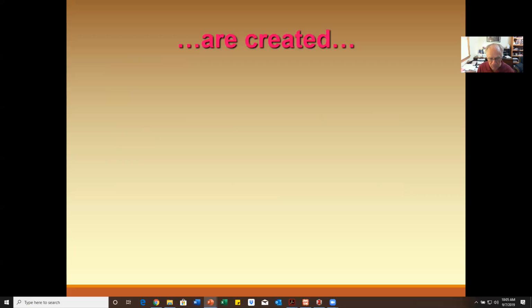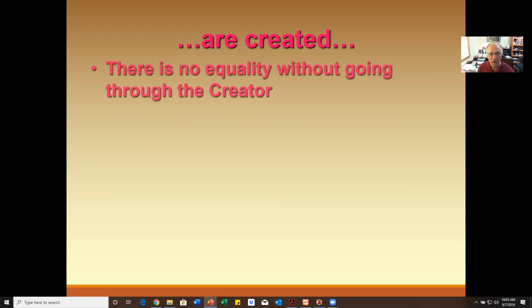And here's a really, really critical pair of words: are created. There cannot be any equality without going through the Creator. When I first heard Alan Keyes do a talk on this, I liked the way he said it: that we are all created. And then he paused. And then he said equal, because you can't get to equality without going through the Creator.